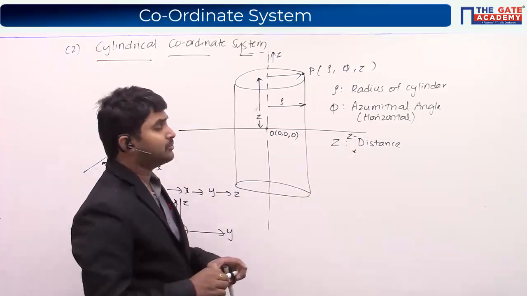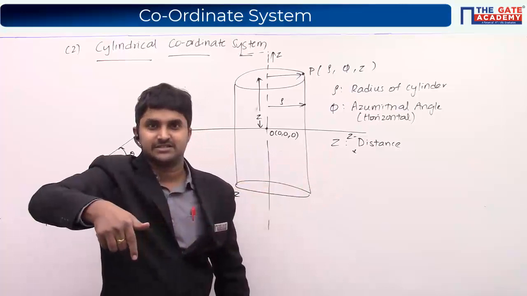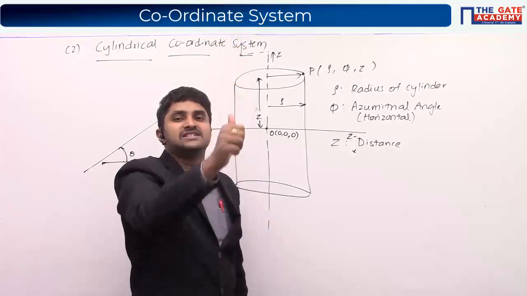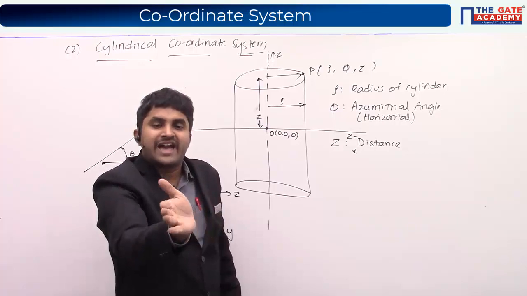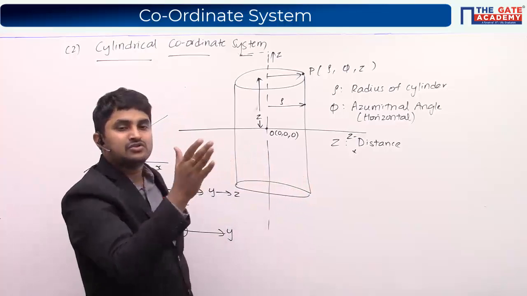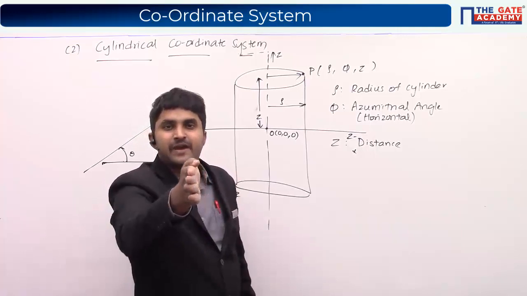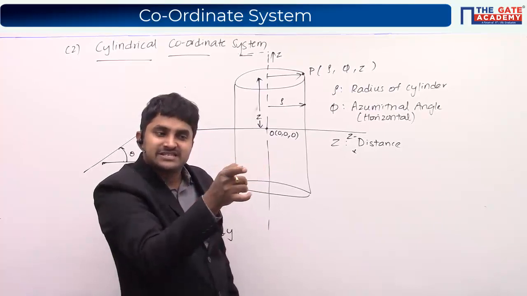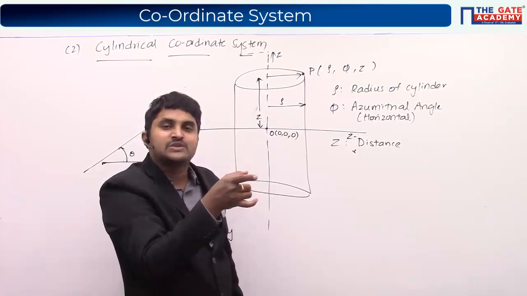Now when I talk about the angle, you see the circle is something like this. This is the axis of the cylinder, the z-axis, and this is my x-axis coming towards you. The angle subtended by any particular point from the x-axis, as I move along the circle, is what we call the azimuthal angle.